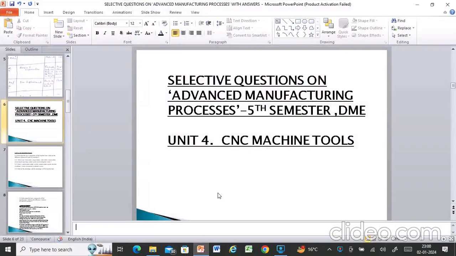On advanced manufacturing processes, we have already covered Unit 1 and Unit 2 with the possible questions. Today, we are taking up Unit 4 of the same subject. The headline of the subject is CNC Machine Tools.